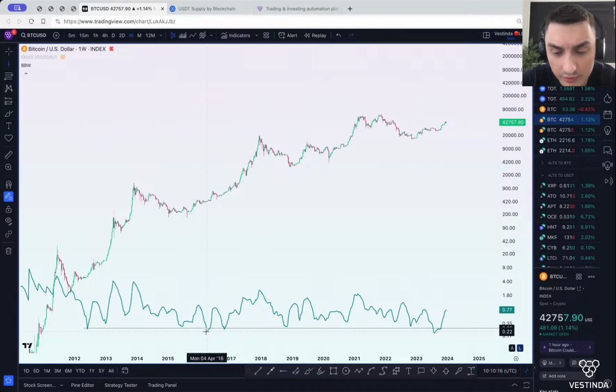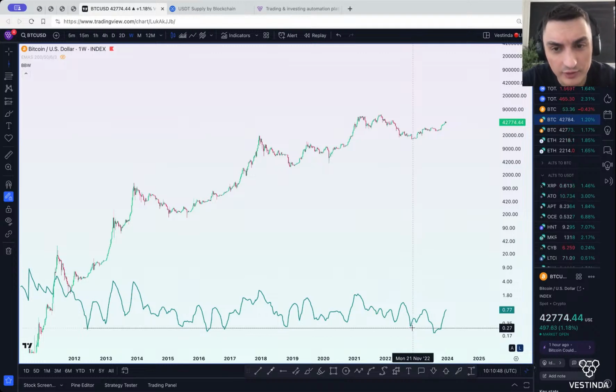It's 0.2, 0.22, something like this. So this level was first touched in 2012, then a couple of times in 2015, then 2016 twice, and 2018. So we reached this level a couple of times, and the last time we dipped to this level was only in November of last year.